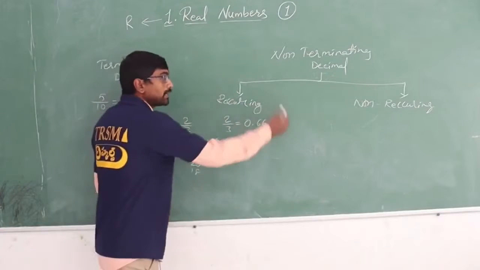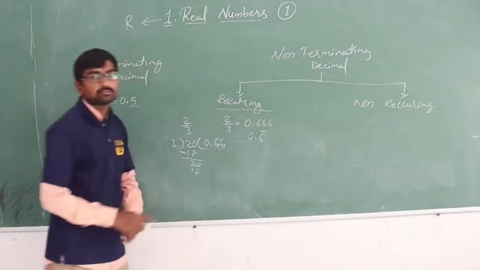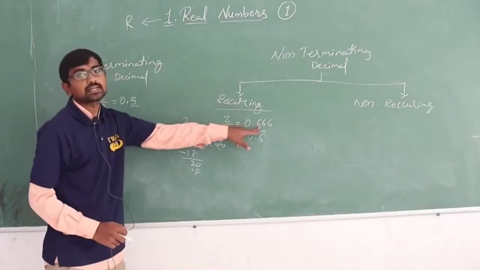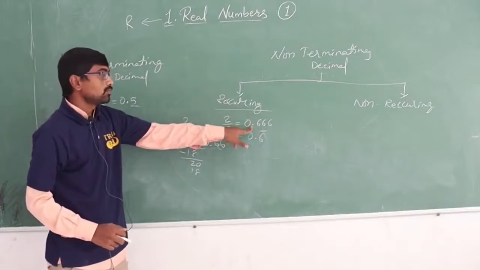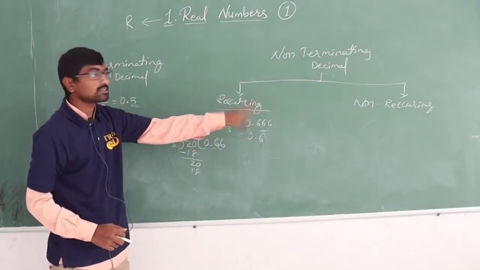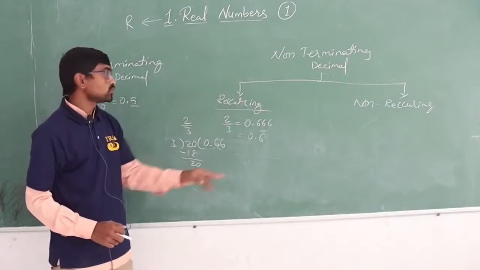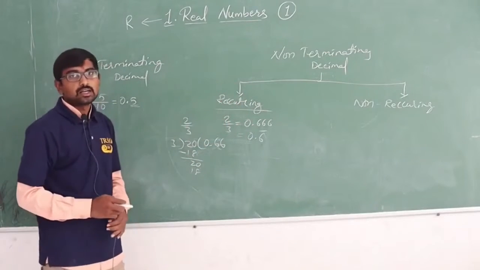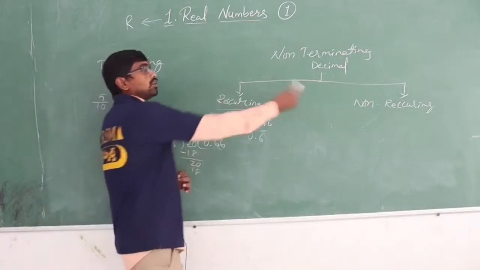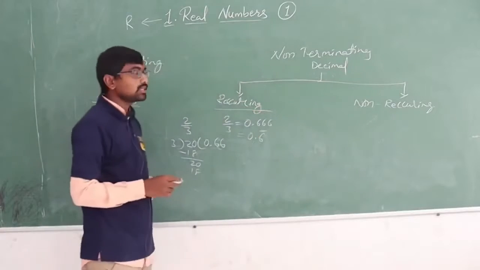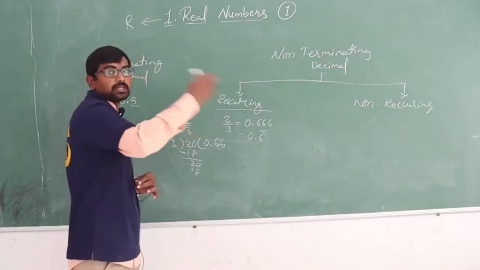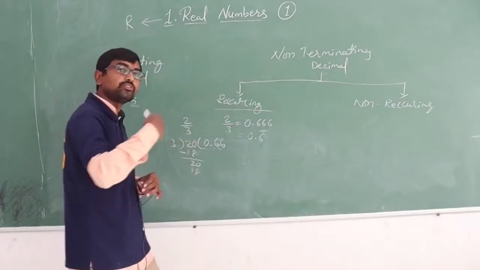So as it is repeating, it is called reoccurring. What is reoccurring? After the decimal point, the digit 6 is continuing. It is repeating, so it is called reoccurring. Okay, so for non-recurring, the digits won't repeat. The digits will be different.